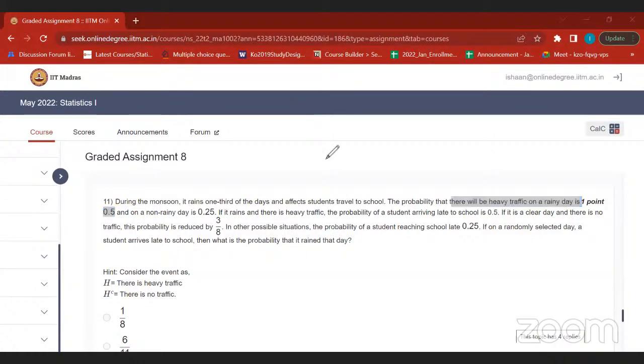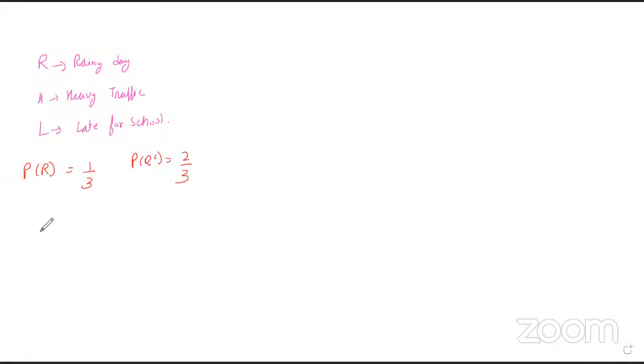That we will write, sir, R intersection H. No, it won't be R intersection H. See, it is heavy traffic on a rainy day. What it means is, given it is a rainy day, it is raining. Yes, sir. H given R. Yes, exactly. It would be 0.5, right?